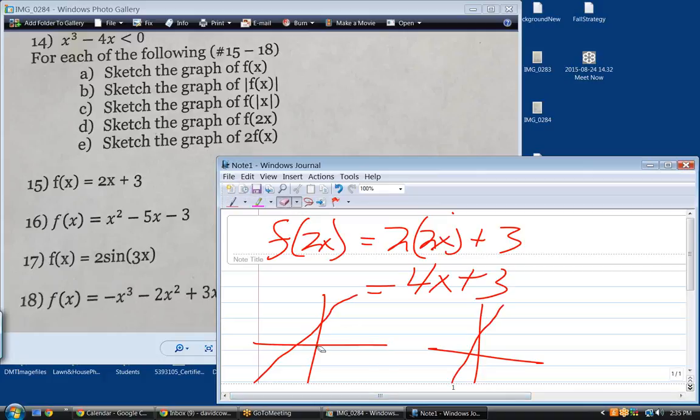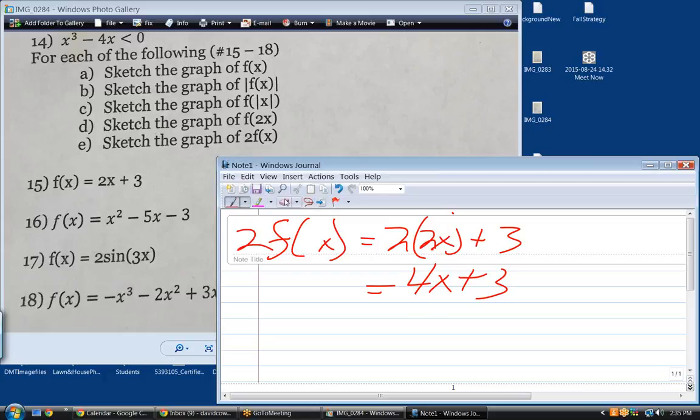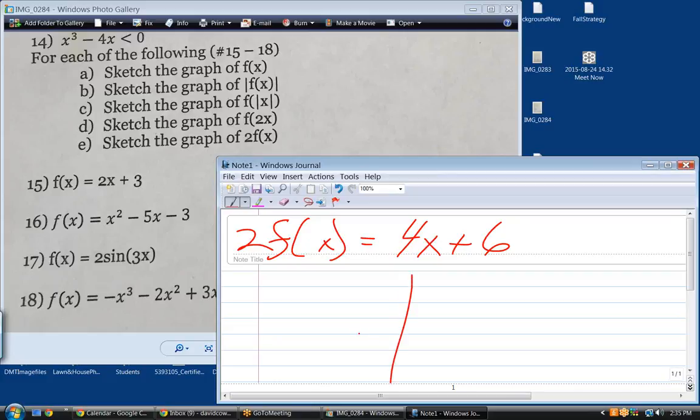So what is 2 times f of x? That would be the vertical stretch. What's the equation? That would be 4x plus 6. In other words, you just multiply the entire function times 2. Of course, that has the same steepness but goes through a different y-intercept. Okay, so that's all we're going to do with each of these.